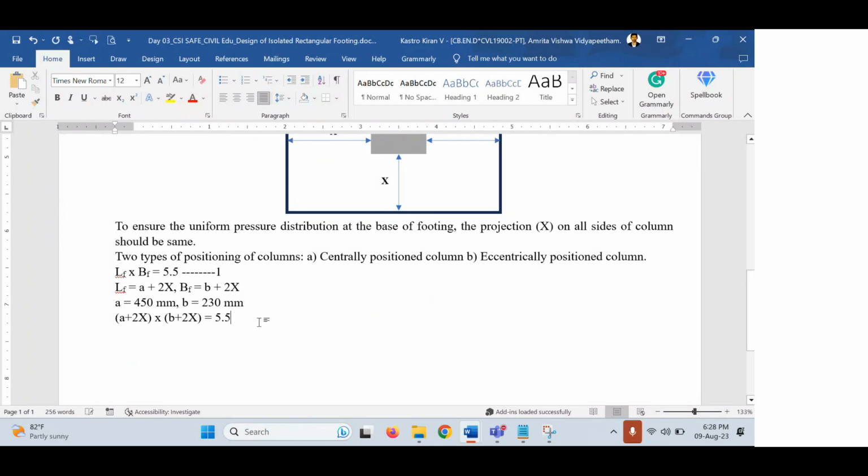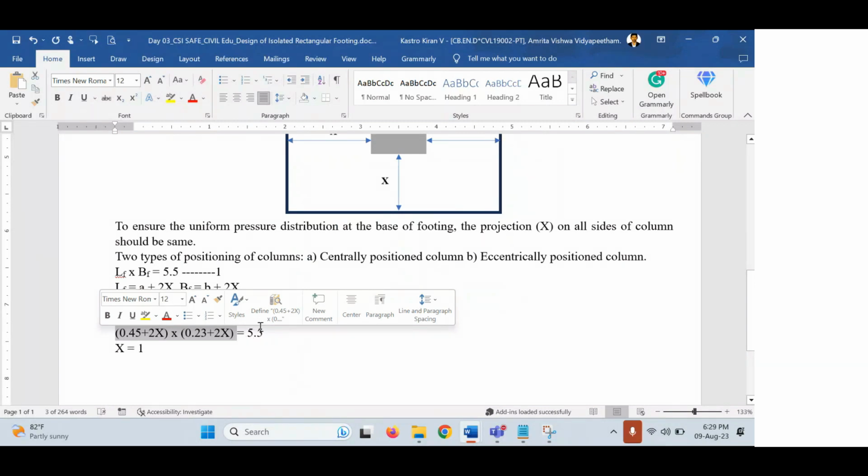Right. So we have the values. Let's say the value of A is 450, so I'll convert into meters. So (0.45 plus 2x) times (0.23 plus 2x) equals 5.5. If you solve this, you will get a quadratic equation in terms of x, of the form ax square plus bx plus c. That's how you're going to get it. Once you solve that quadratic equation, you're going to get the value of x, which equals 1. You just have to solve this equation.